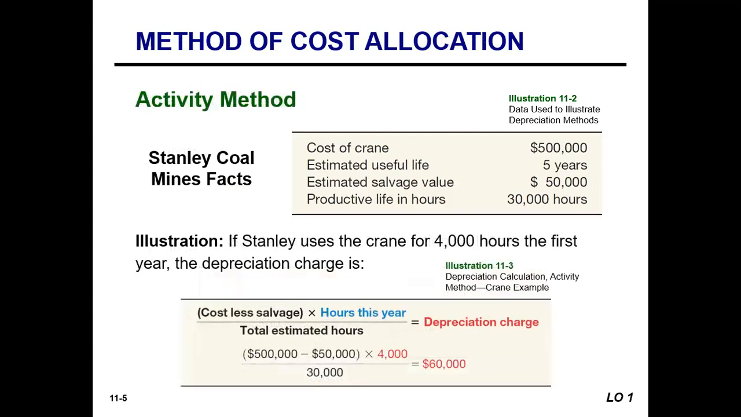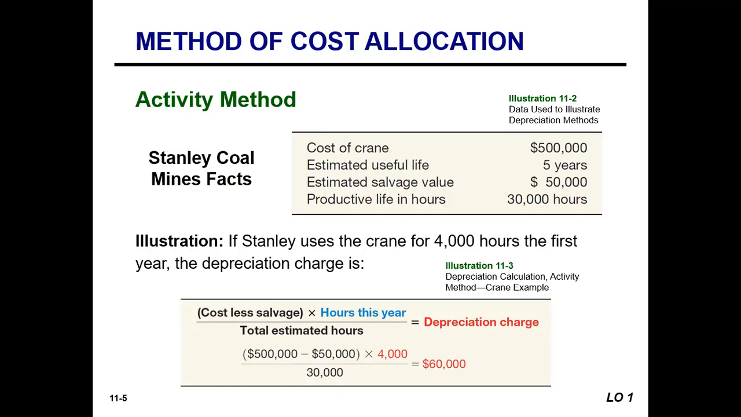The activity method, again, is also called the units of production method. And so thinking about this example for the crane, we're still going to take cost minus salvage value, but instead of dividing it by useful life in years, we divide it by total expected activity, or in this case, total productive life in hours, right? 30,000 hours. And then we multiply it by however many hours were used that year.